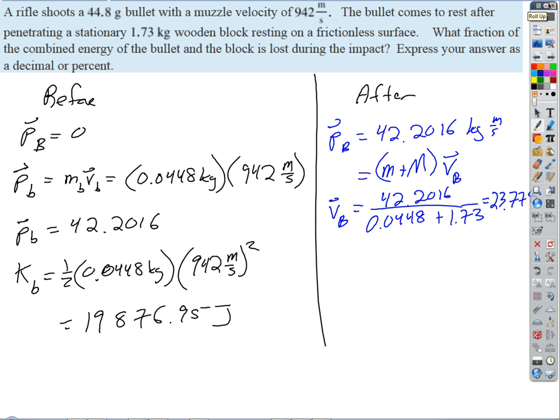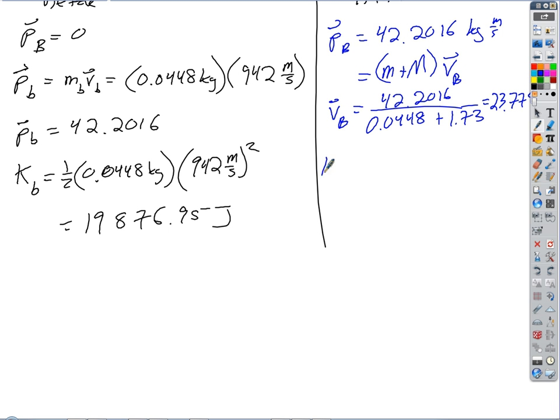Okay, so that's the velocity and also the speed, right? So if I want to find the kinetic energy, now I can find it, because I used the conservation of momentum to find the speed of the bullet and block. That's pretty fast, but it's not that fast. So let's calculate the kinetic energy.